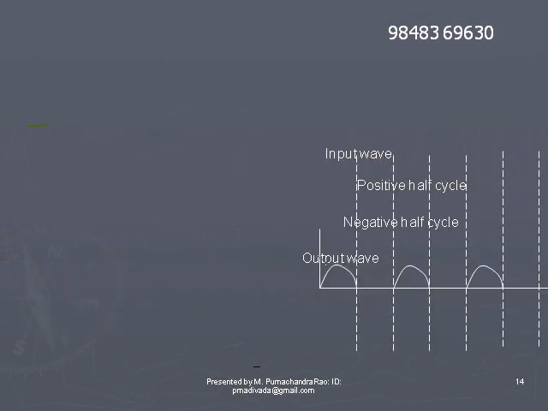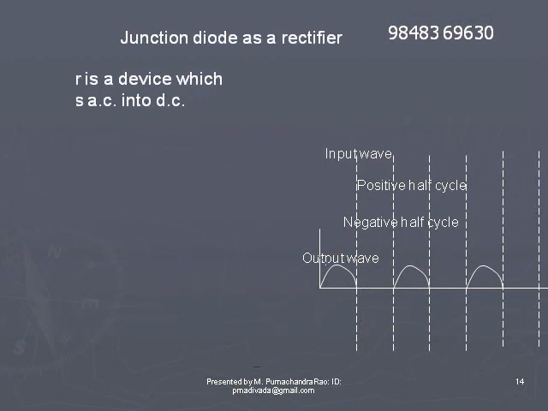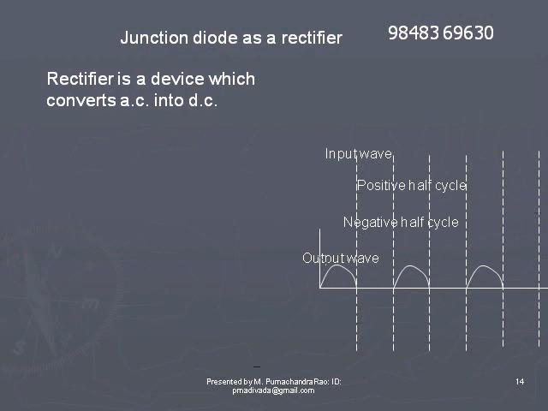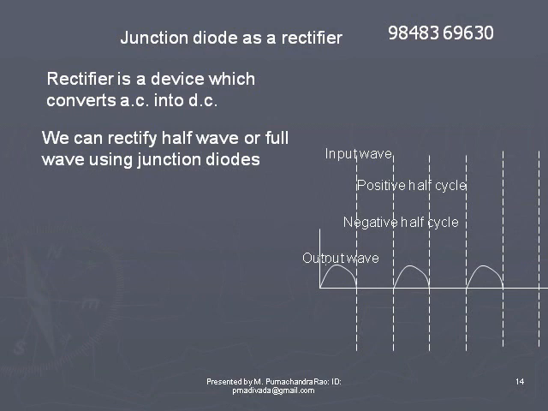A junction diode can act as a rectifier. A rectifier is a device which converts AC into DC. We can rectify half wave or full wave using junction diodes. First, let us study a half wave rectifier.